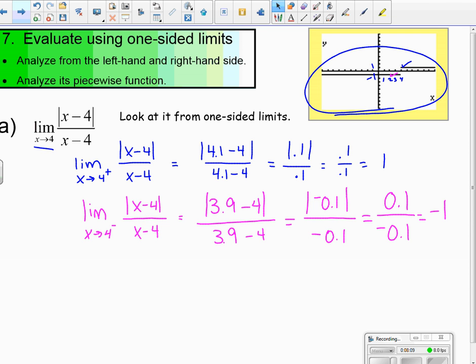So the overall question is, does the left agree with the right? We'd have to answer no to this question, and therefore this limit does not exist. So that's one way to analyze absolute value ones. If you have trouble with them, just plug in some numbers.